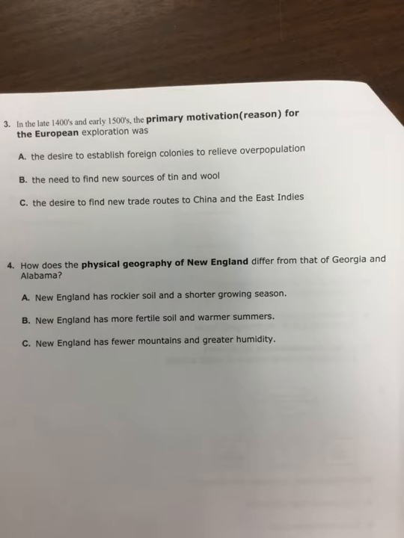Number 4, how does the physical geography of New England differ from that of Georgia and Alabama? Remember that physical geography just means land or weather. So how was the land and the climate in New England? A, New England has rockier soil and a shorter growing season. B, New England has more fertile soil and warmer summers. Or C, New England has fewer mountains and greater humidity.